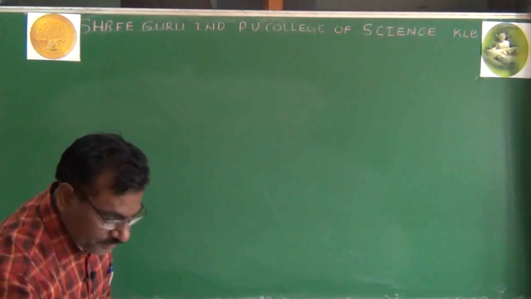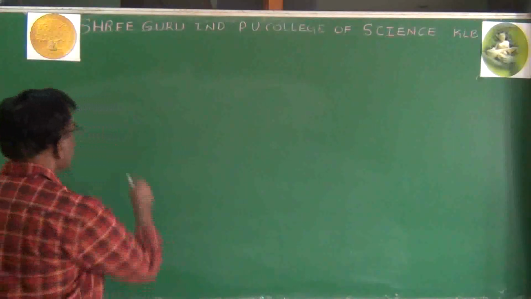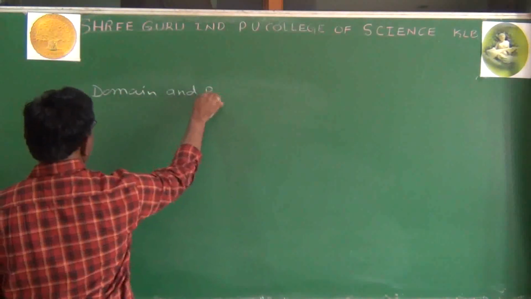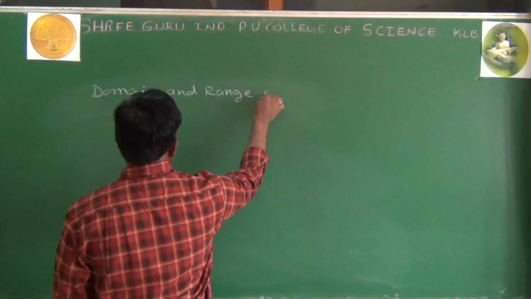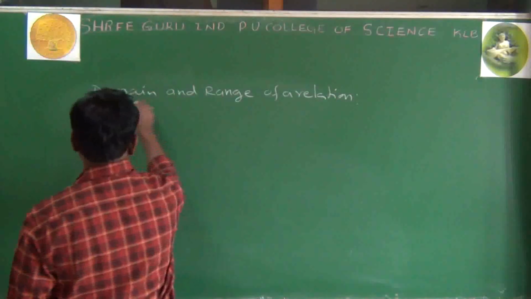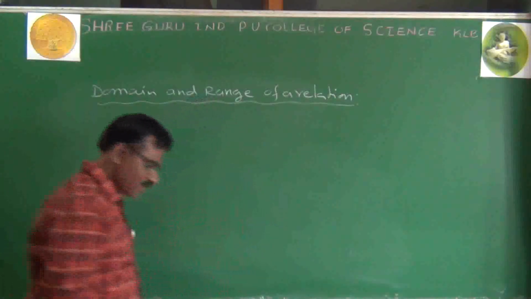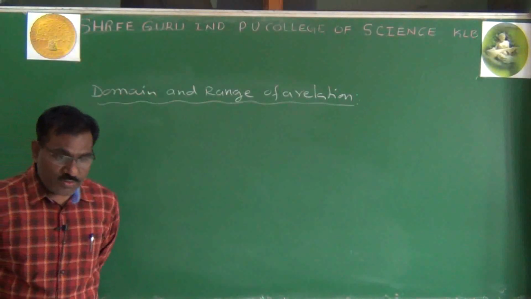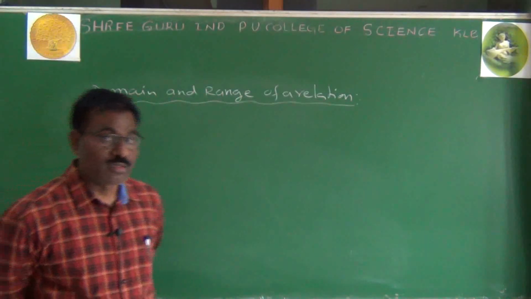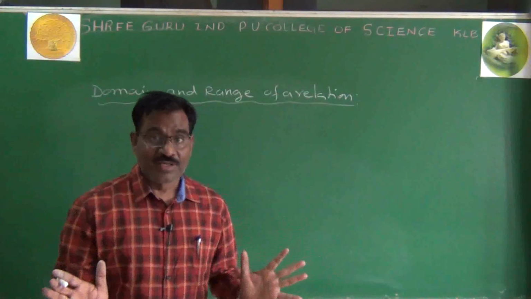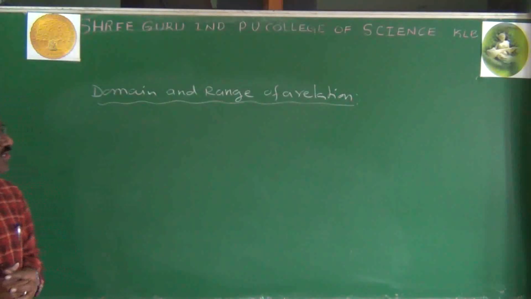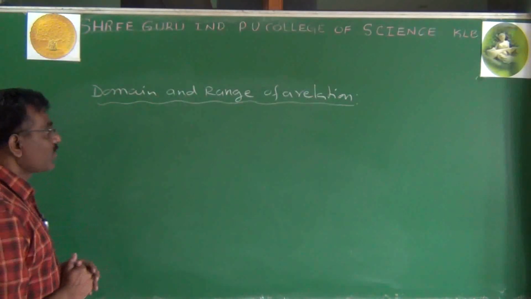Next definition: domain and range of a relation. Another definition. Up to what I have explained: ordered pair, Cartesian product, and relation. So what is next? Domain and range of a relation. What is the domain and range?